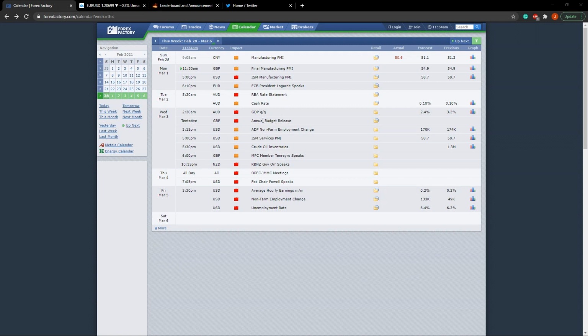Here with just a brief look at the economic calendar for the week and the week ahead. We can see that later today we have the USD ISM manufacturing PMIs. Then on Tuesday, the RBA rates for the Australian dollar. On Wednesday, there's GDP quarter-to-quarter figures for the Australian dollar again. And then on Thursday, we have the OPEC meetings all day. On Thursday, the Federal Chair speaking later in the evening. And on Friday, there's quite a few non-farm employment change and unemployment rate figures coming out.